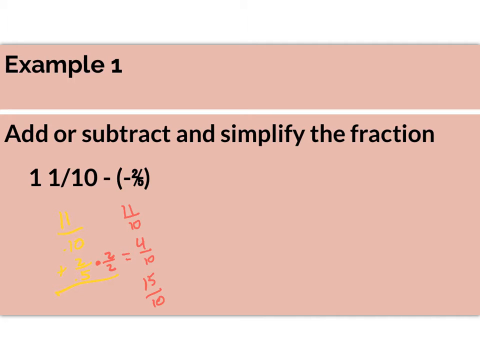They're both positive, so I get 15/10. You cannot leave your answer like this. Some teachers will accept this when you first start working on fractions, but after you're done with your intro lesson of fractions, she's going to tell you to simplify.